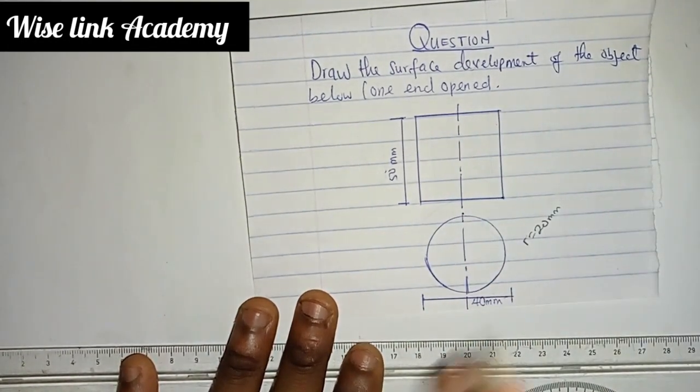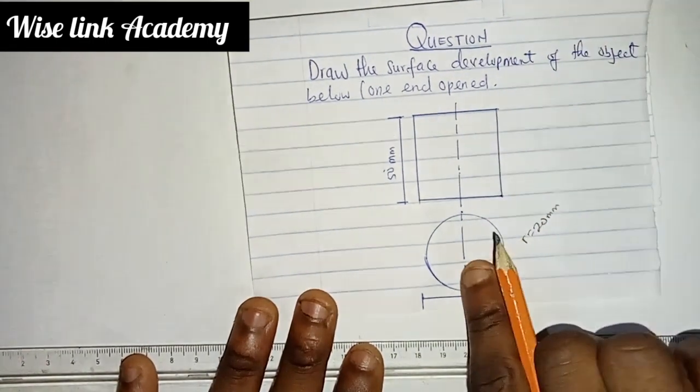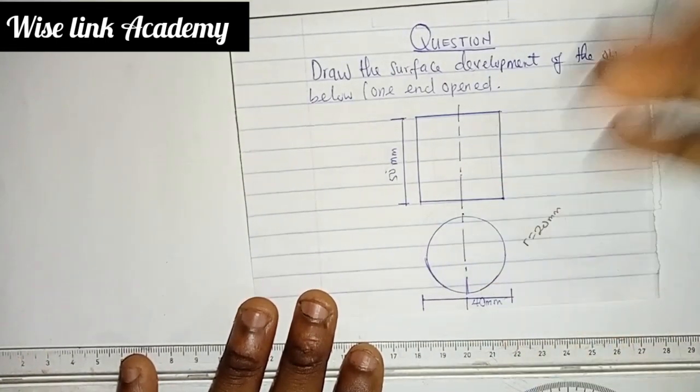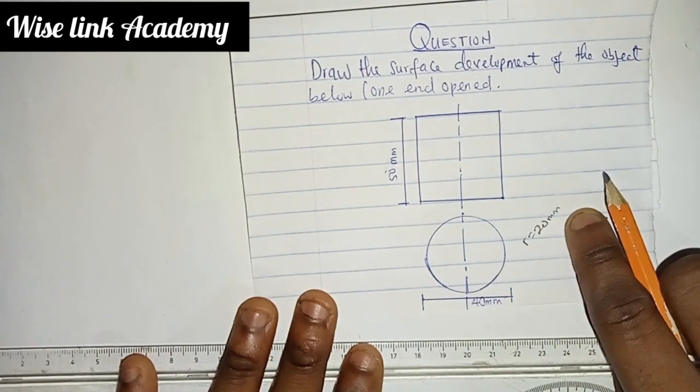You understand that now? So in any way, you can draw this first before you draw this, or you draw this before you draw this. Either of it, any of the two you want. So this is what? Radius 20 millimeter, isn't it?